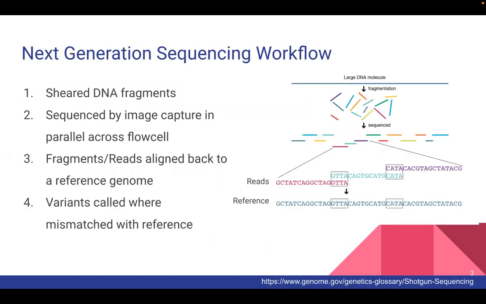The general workflow in next generation sequencing is to shear whole DNA into smaller fragments. Sometimes these are amplified, sometimes not. Adapters are added, and then base by base, the machine captures the A, T, C, and G sequence from each fragment into what's called a read. Reads are aligned to a reference genome, and any mismatches with that reference are called as variants.